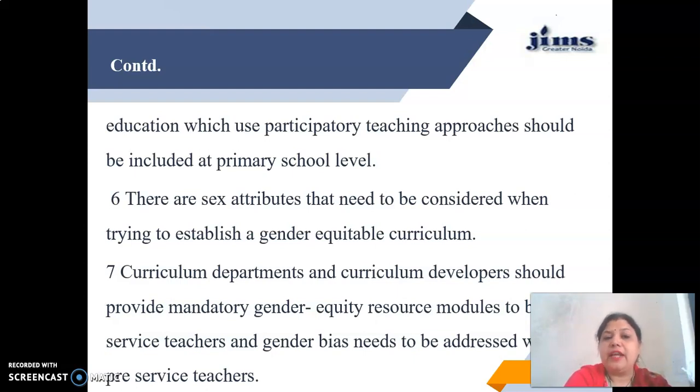There are 6 attributes that need to be considered when trying to establish a gender equitable curriculum. Curriculum departments and curriculum developers should provide mandatory gender equity resource modules to in-service teachers, and gender bias needs to be addressed with all pre-service teachers too.